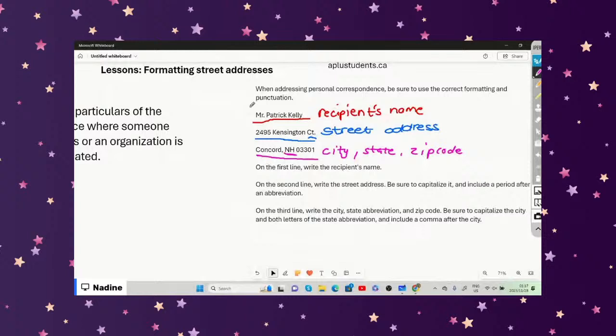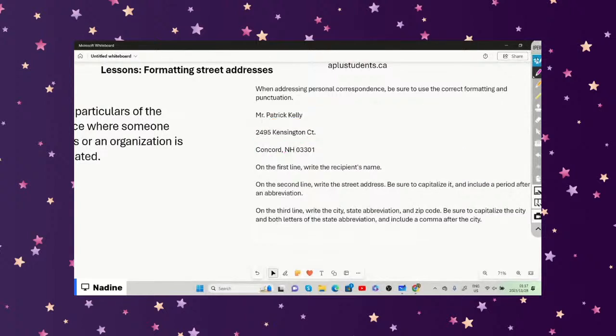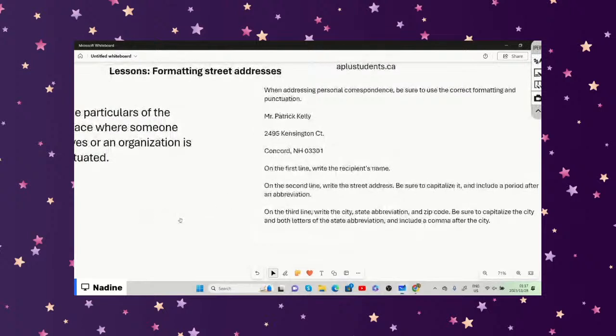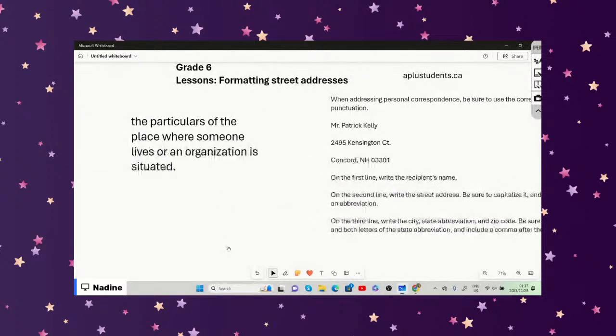So that is how we write an address, right? And once again, an address is the particulars of the place where someone lives. It is the place where someone lives. It is the details of where someone lives or where an organization is situated.